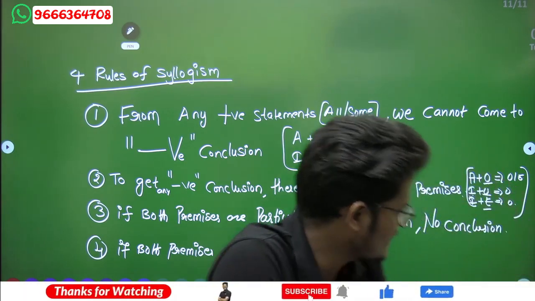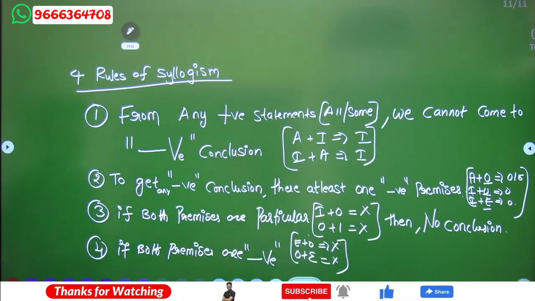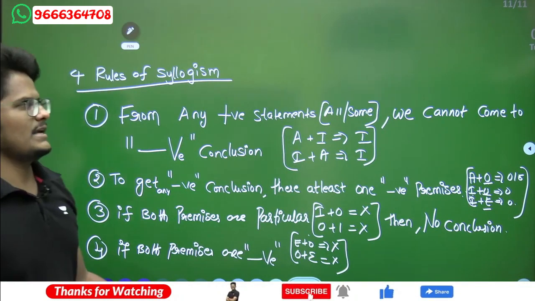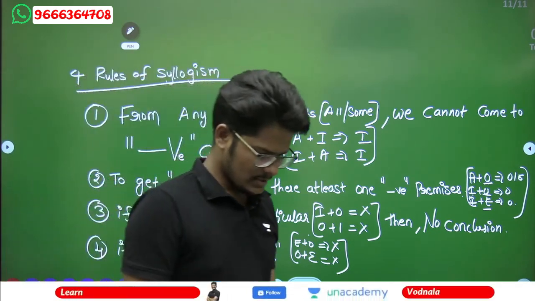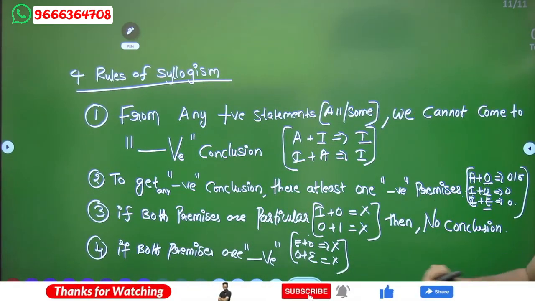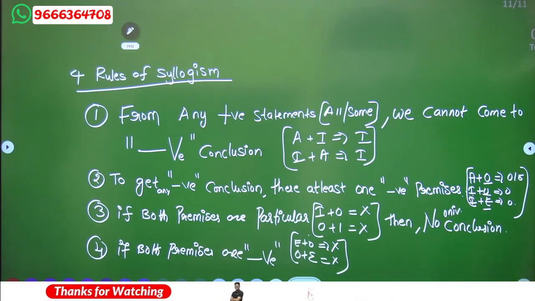Right, but these are the 4 rules of the syllogism where you can apply and get the answer without even requiring the Venn diagram. You can get the answer. Right? No universal conclusion by this. General conclusion you cannot draw.